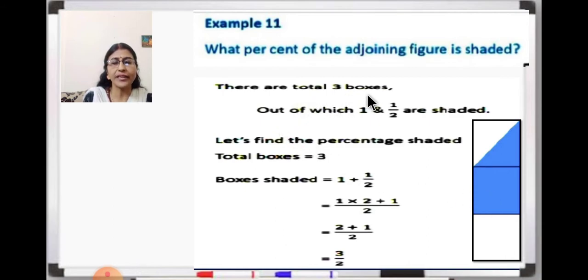There are a total of 3 boxes. You can see this clearly. This is one box, this is the second one, and this is the third one. And out of that, you can see 1.5 boxes are shaded.